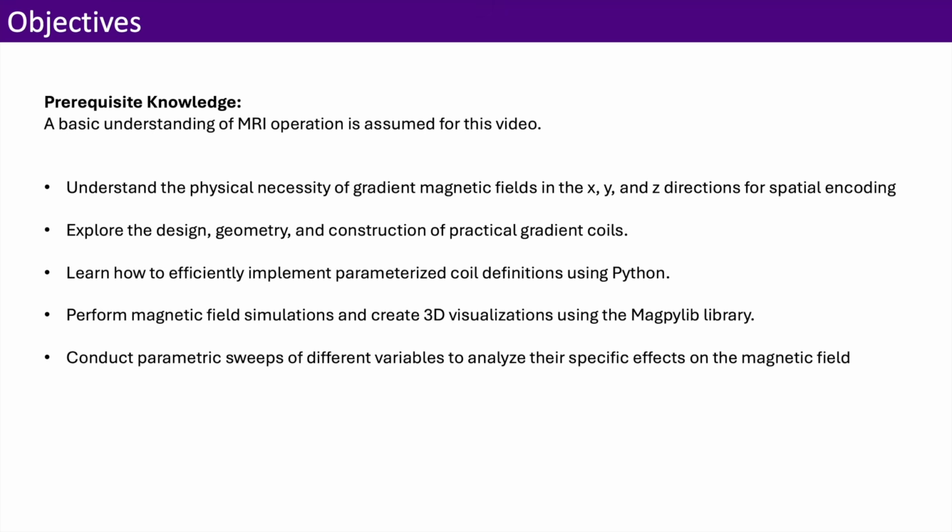The main objectives of the video are to understand the physical necessity of gradient magnetic fields in the X, Y, and Z directions for spatial encoding, explore the design, geometry, and construction of practical gradient coils, learn how to effectively implement parameterized coil definitions using Python, perform magnetic field simulations and create 3D visualizations using the Magpylib library, and finally conduct parametric sweeps of different variables to analyze their specific effects on the magnetic field.